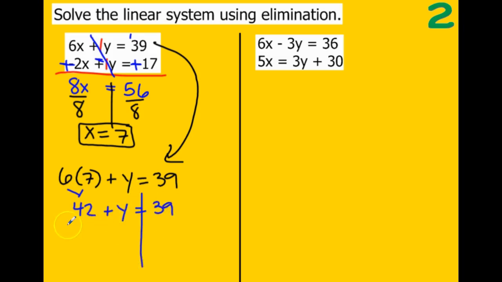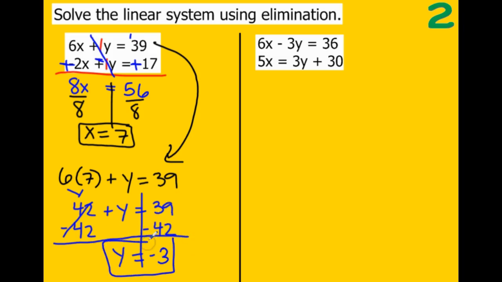So we need to get y by itself, so just subtract 42. It was a positive, so we subtracted. And we have y equals, there's more negatives. The difference between 42 and 39, well, we can just count. 39, we have 40, 41, 42. So that's 3 numbers. Different signs we just subtracted. 42 minus 39 is 3, and there's more negatives. So our answer in the form x, y should be 7, negative 3.